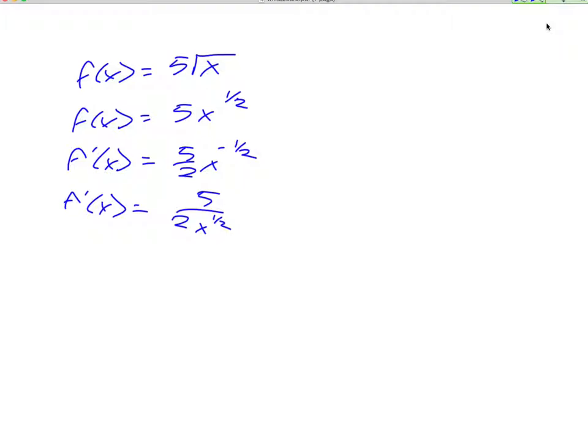Where'd you leave the 2? How'd you get it? Because I had to do 1/2 times 5. It would be 2 square root of x. Square root of x, right? Correct. The 1/2 only goes to the x.